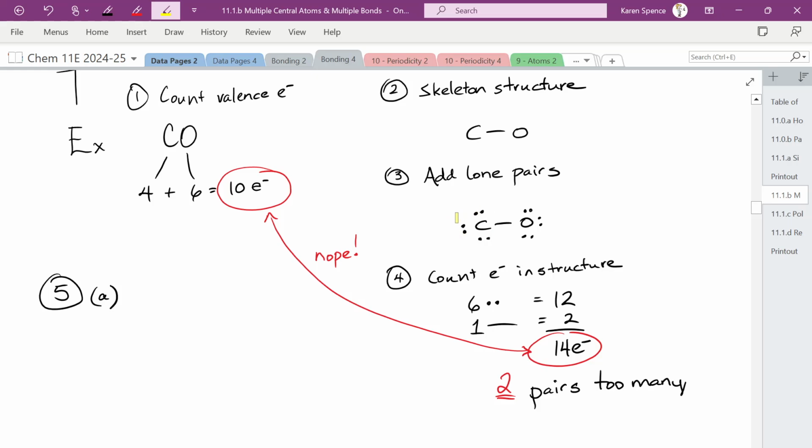So if you want to, you can check and see, did you get the same initial structure as I did? Did you get the same electrons in step 4 and step 1? Did you get that you have 2 extra pairs too many? If we have too many pairs, what do we have to do?